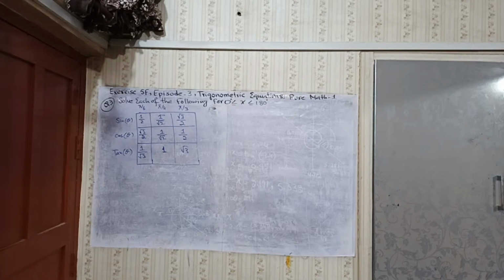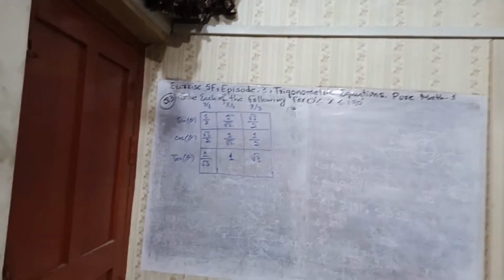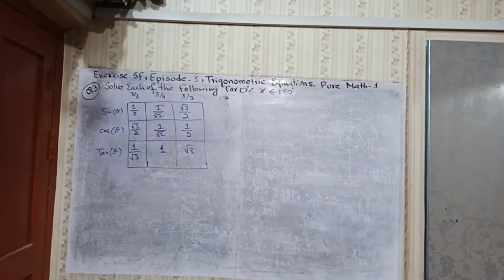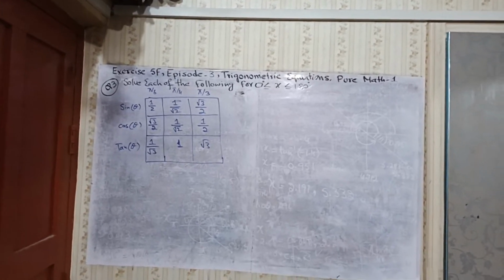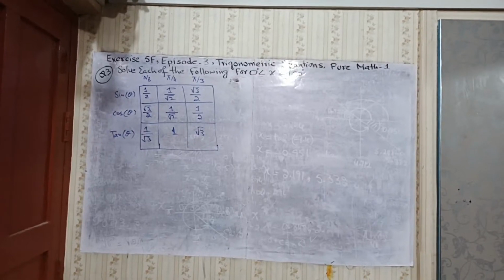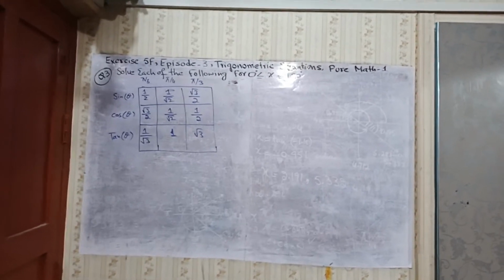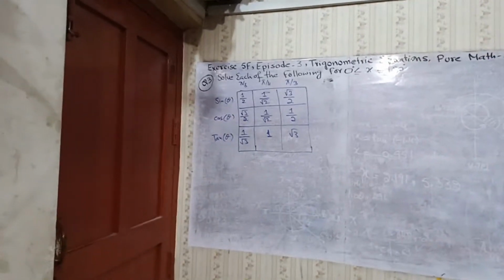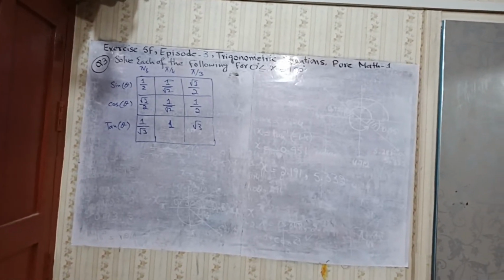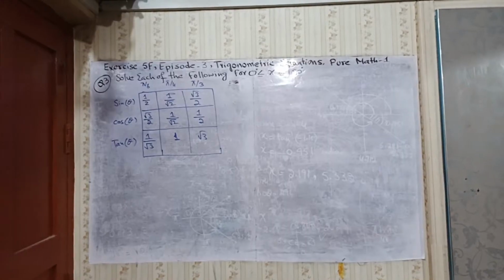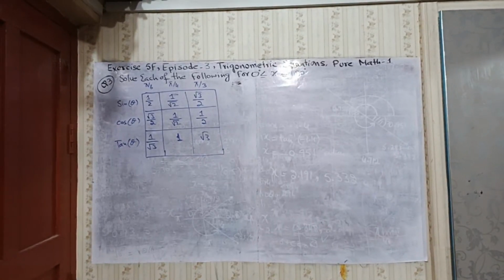Chapter 5 is all about trigonometry, and exercise 5F is about trigonometric equations. As you can see, we have already written our table here, and this table is basically used to find the values of sine, cos, tan without a calculator. Okay, so let's start today's work.